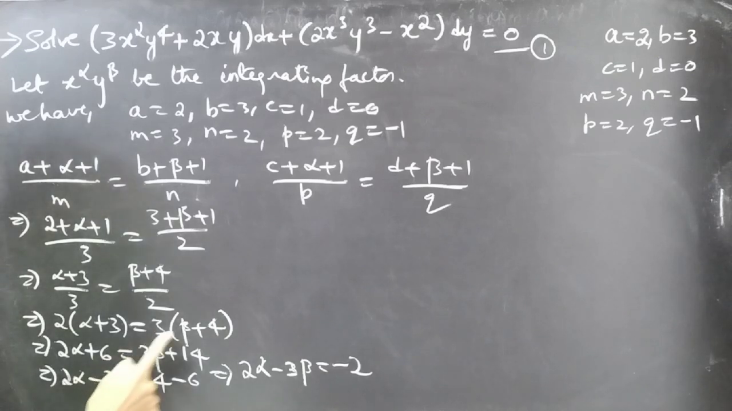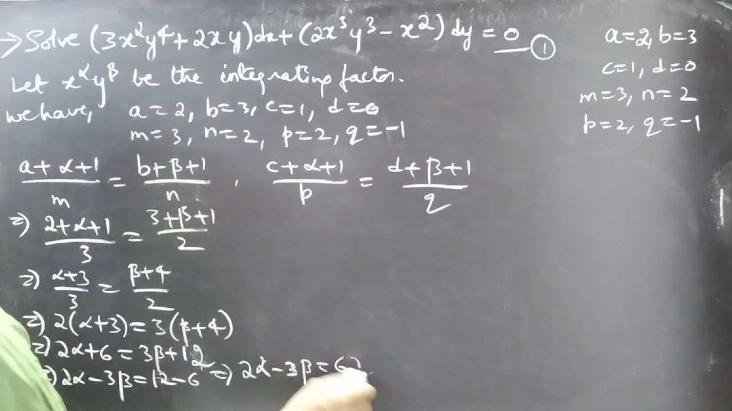See, here you are having 3 beta plus 3 4s are 12. It's not 14. Okay, I'm so sorry. It's 12. Fine. Now you'll get 12 minus 6, which is 6, so 2 alpha minus 3 beta equal to 6. Consider as equation A.